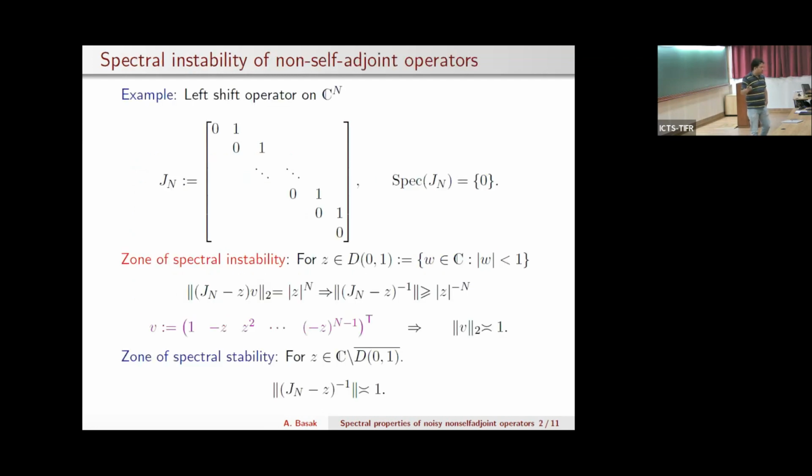And the problem with non-self-adjoint operators is that they are very unstable. The spectrum is very unstable. And what do I mean by that? Let's take this very simple example. Let's take this left shift operator on C^n.